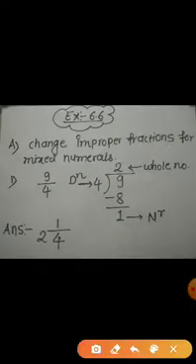Now let us discuss the exercise 6.6, question number A. Change improper fraction to a mixed numeral. Here you can see the fraction. This is 9 by 4. 9 by 4 is an improper fraction since numerator is greater than the denominator. Now to change the improper fraction to a mixed numeral, we divide numerator 9 by the denominator 4.